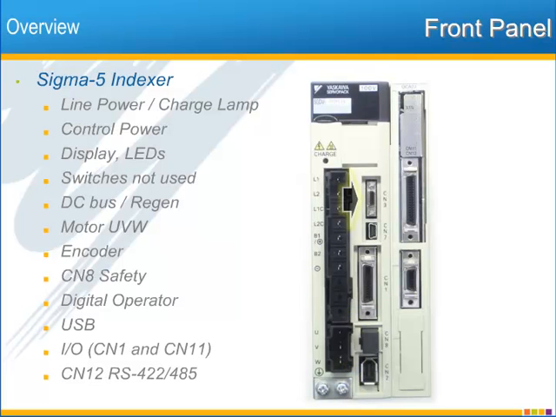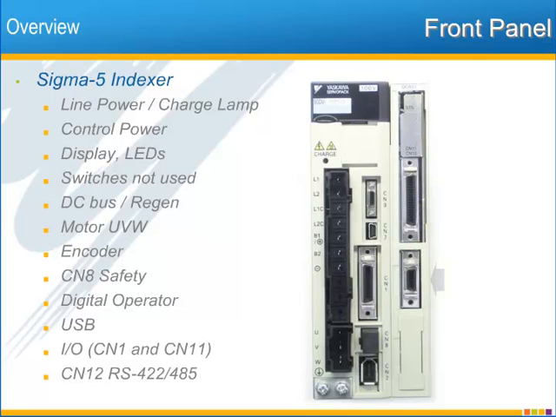The connector CN3 is for the handheld digital operator, but it's much easier to configure the indexer through the CN7 USB port using our SigmaWin Plus free software. I/O is accessed through two connectors, CN1 for amplifier functions like overtravel, home sensor, registration latch, while the CN11 connector on the option card handles the discrete I/O to the PLC.